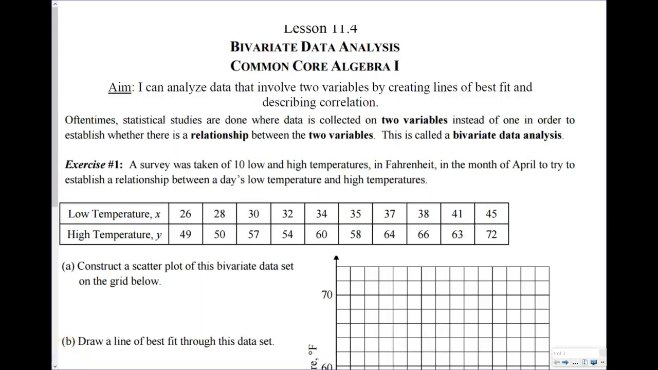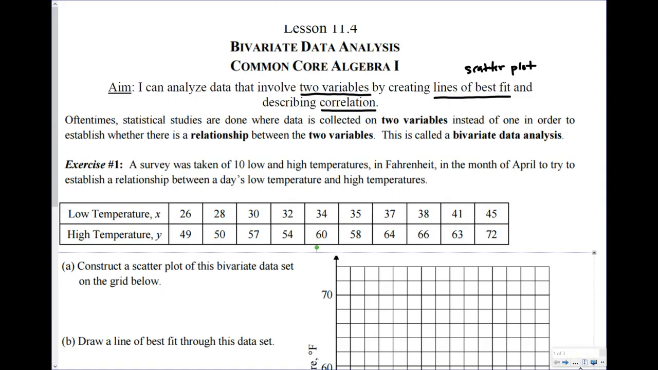Alright, welcome to lesson 11.4. Today we are going to talk about bivariate data analysis. Specifically, your aim is that you can analyze data involving two variables by creating a line of best fit and a scatter plot and describing correlation. I'm going to teach you what correlation is later on in the lesson.